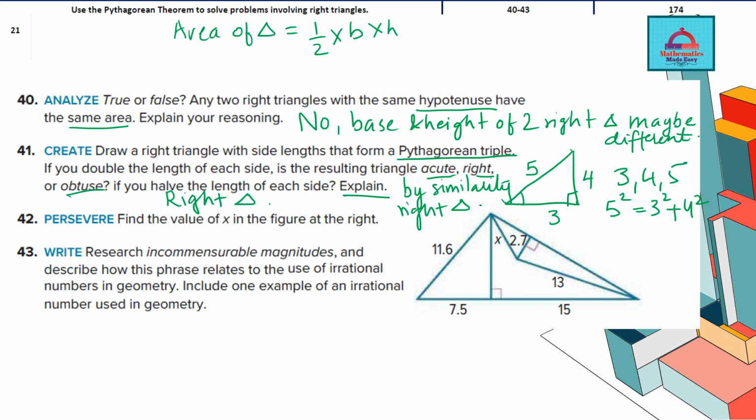Next is question 42. Again, an important question. It will require a lot of space. We are going to solve it in the next slide. Then question 43, research incommensurable magnitudes and describe how this phrase relates to the use of traditional irrational numbers in geometry. Include one example of irrational number used in geometry. This question is not so important and out of context, so we are not going to pay much attention to it. We are going to focus on question 42 now, and we'll do the steps. We are going to be using definitely the knowledge of trigonometry, right triangles, and Pythagorean theorem for solving this question.